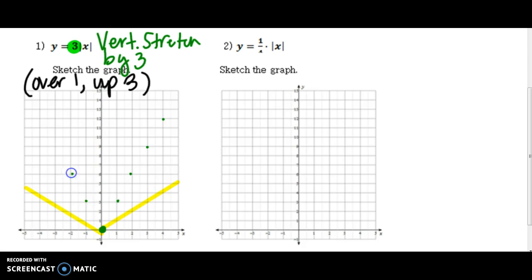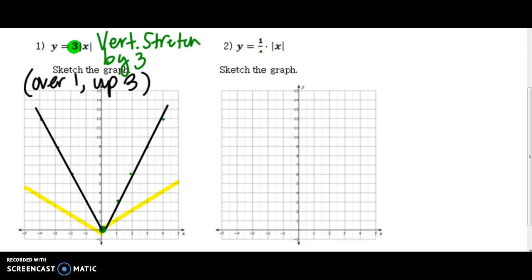Then left 1, up 3. Left 1, up 3. To where you get the mirror image. And now when we connect those, see if I can get a nice line in here. When we connect those dots, you can see how this one compares to the other ones. Definitely much taller and skinnier.